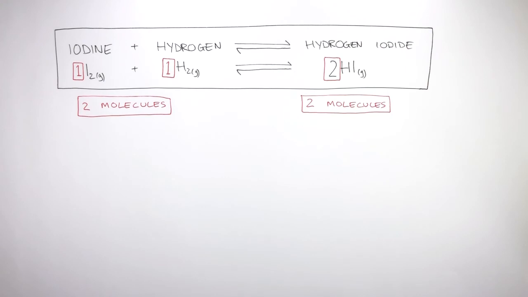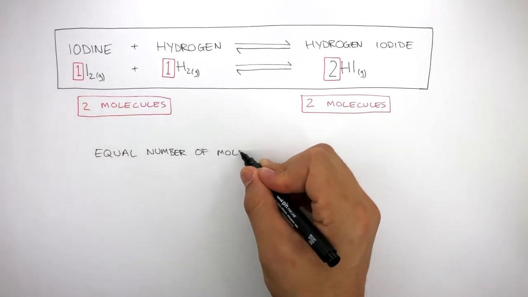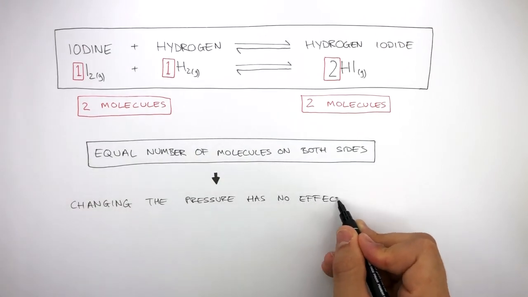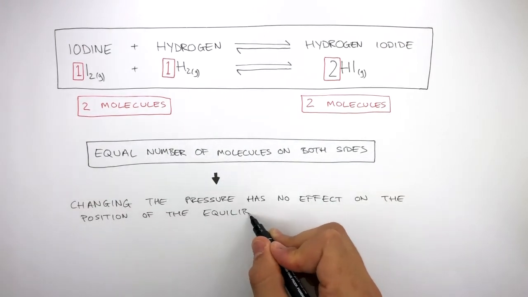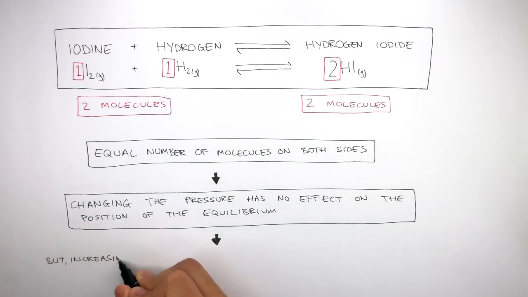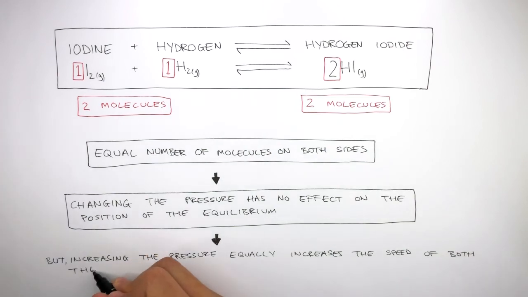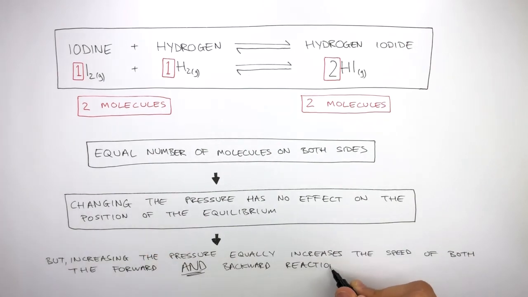So because there are an equal number of molecules on both sides, changing the pressure has no effect on the position of the equilibrium. But increasing the pressure equally increases the speed of both the forward and backward reactions.